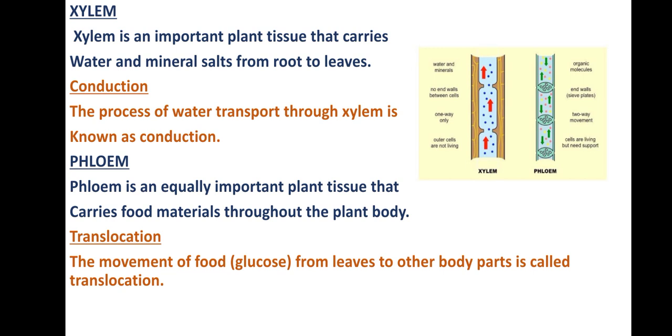Phloem. Phloem is an equally important plant tissue that carries food materials throughout the plant body. The movement of food, glucose, from leaves to other body parts is called translocation. Food material is distributed through phloem in water-soluble form.